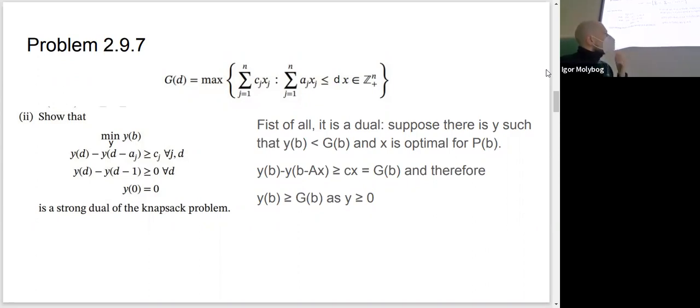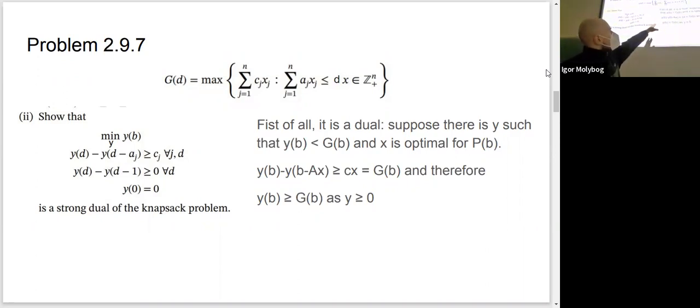So suppose that there is a y such that y of b is less than g of b. We know that g of b is the optimal solution for the original knapsack problem. So if this is not a dual, then there must be y such that this inequality holds. And x, the same thing that used to be x star, is now x. X is the optimal for P of B for the original knapsack problem.